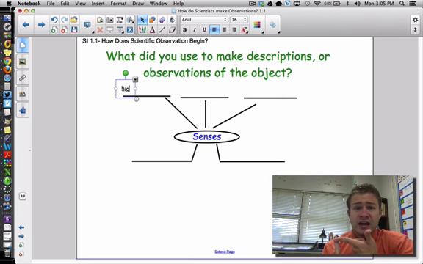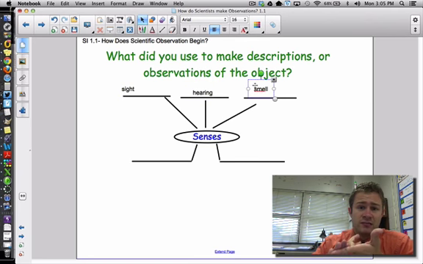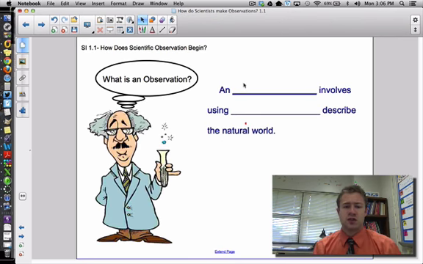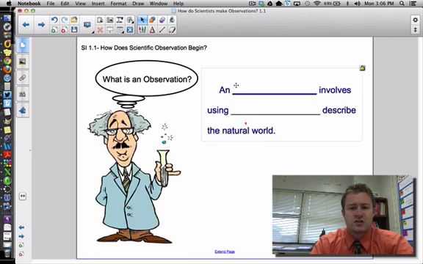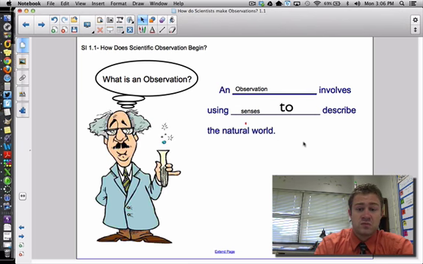We talked about sight, seeing, hearing, touching, smelling, and tasting. Okay, so in fact, we use all of these to make observations and descriptions. Whenever we're making observations, an observation would always, or most always, involve using our senses to understand the natural world. So before we had tools, this is what we did. Before we had scales, before we had balances.